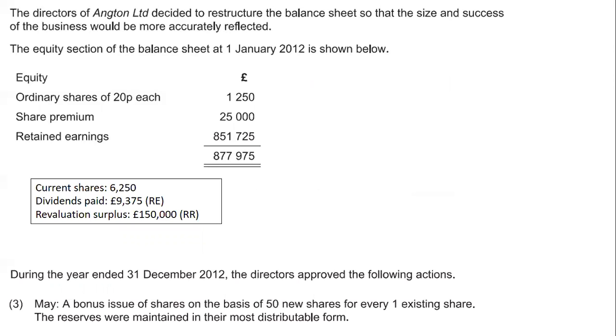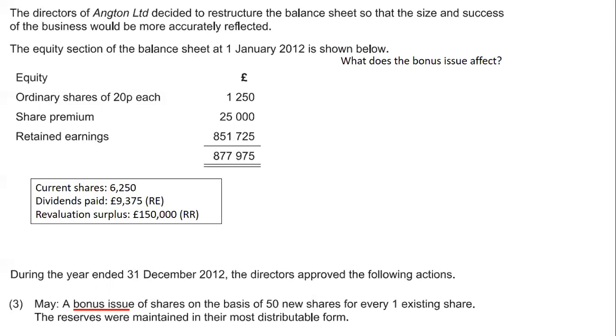Number 3, in May, bonus issue of shares on the basis of 50 new shares for every 1 existing share. The reserves were maintained in their most distributable form. So a key word to pick up there is bonus issue. Now remember, that's different to a rights issue in the aspect that we don't sell them, we give them. So it's still just to existing shareholders, but instead of selling them extra shares, we give them extra shares. So our issued share capital will still go up. However, we don't get money for it, so we'll have to fund it ourselves.